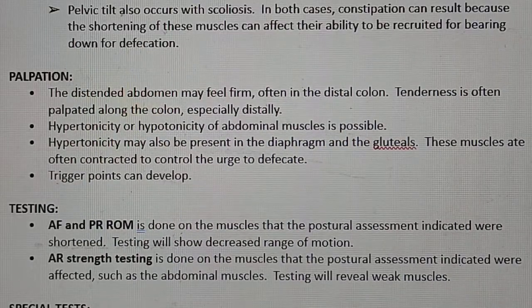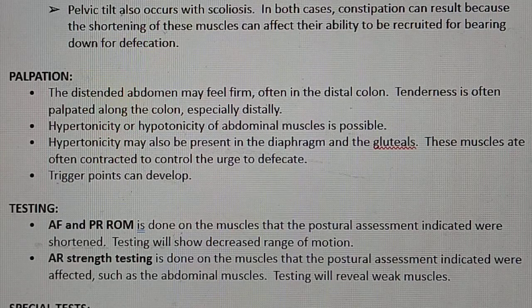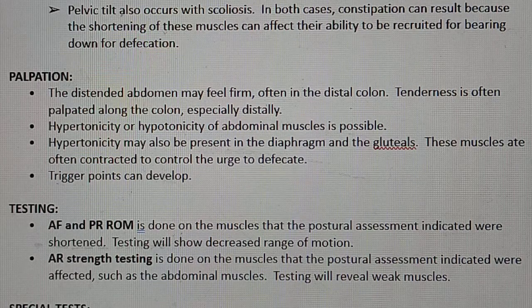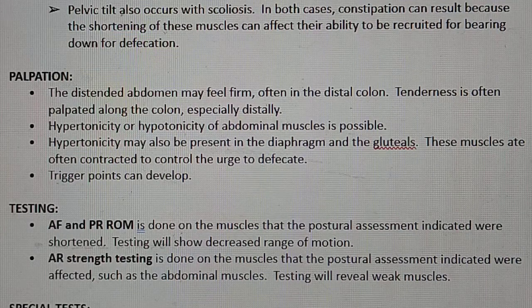Okay, so you're going to do palpation as well. So you're going to do palpation on the abdominal area, and just read the information here, guys. Okay, so you're looking for tenderness as you palpate. Okay, is there pain in the area as you palpate.